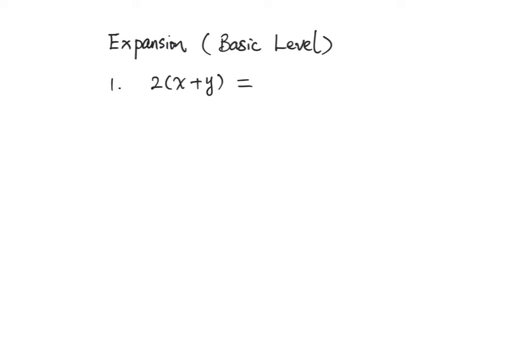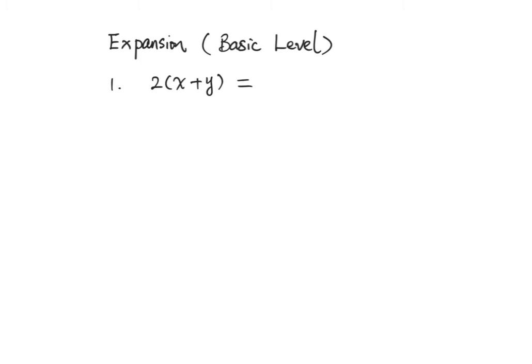The first example, as you can see, 2 times bracket x plus y. So expansion means that you need to remove the bracket and combine the like terms. Here, x plus y are unlike terms, so you cannot combine them. So what you need to do is just remove the bracket.